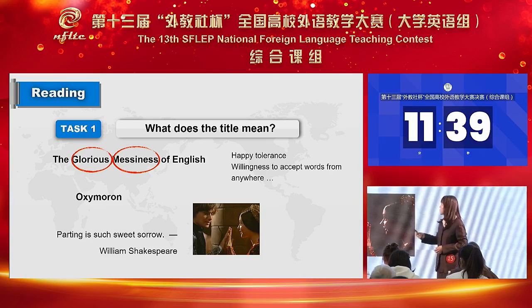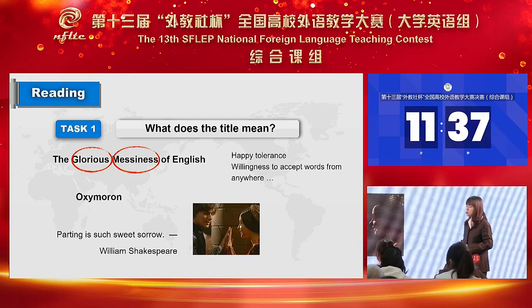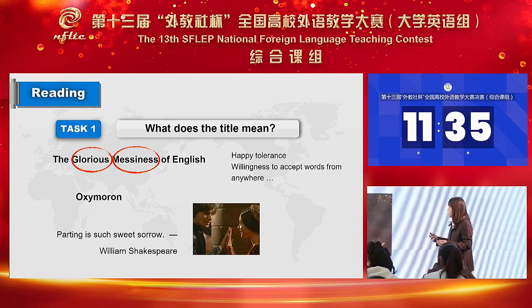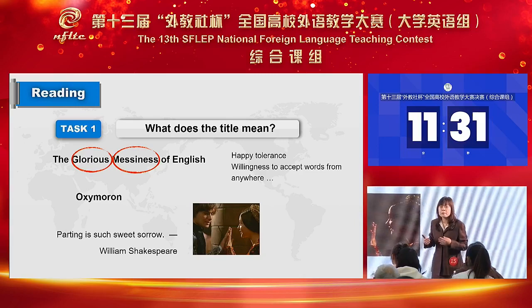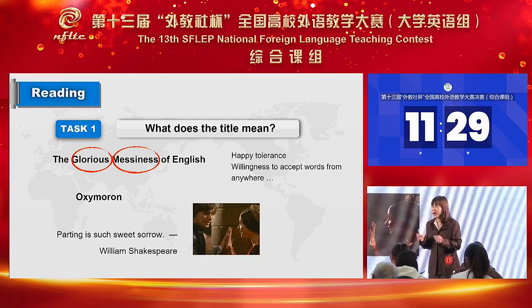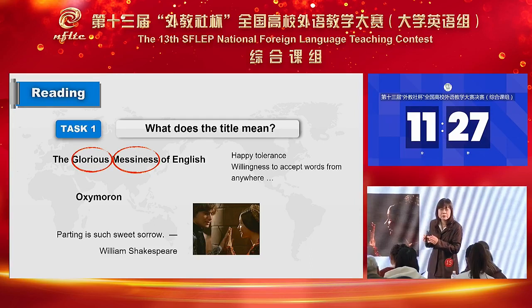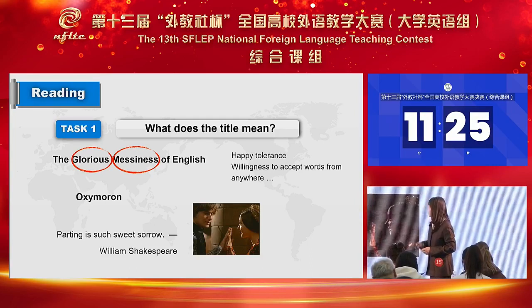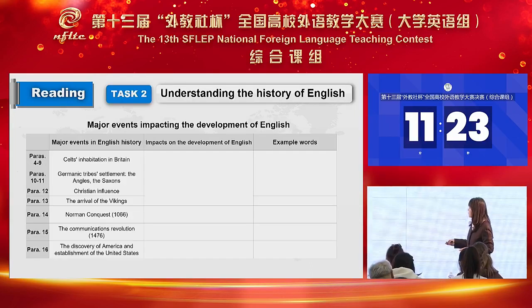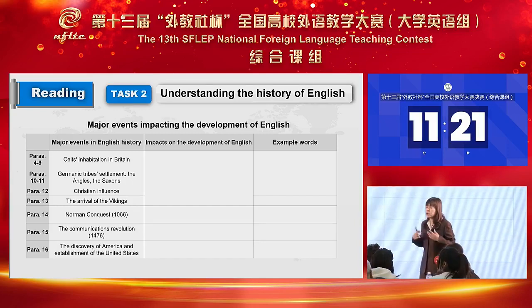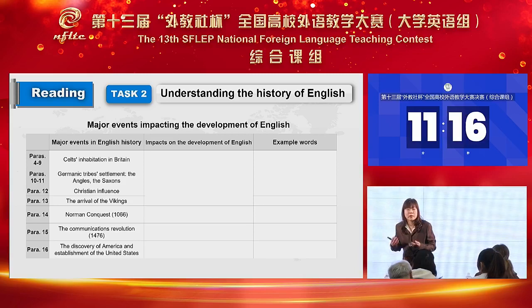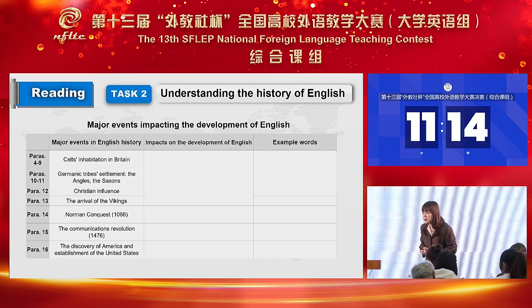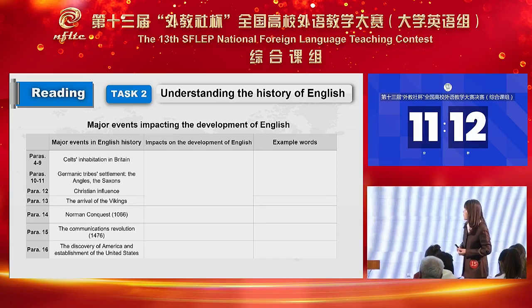Here is an example. Parting is such sweet sorrow. William Shakespeare used sweet sorrow to express and reveal the mixed feeling of joy and pain when parting from the loved one. Well, have you been convinced by the author that the English language is glorious? Not yet, maybe, until further evidence is given.